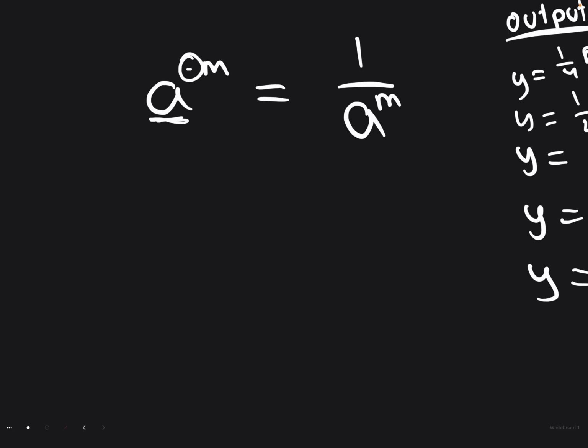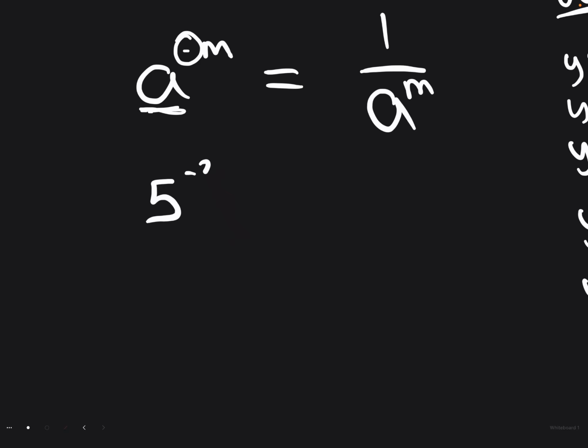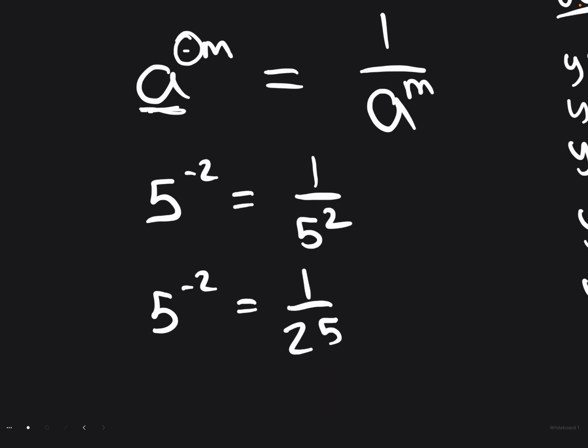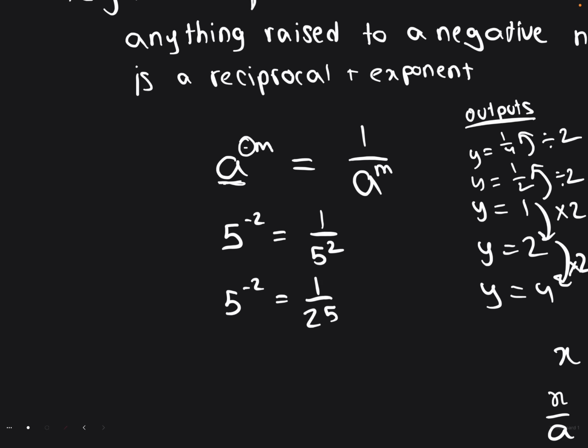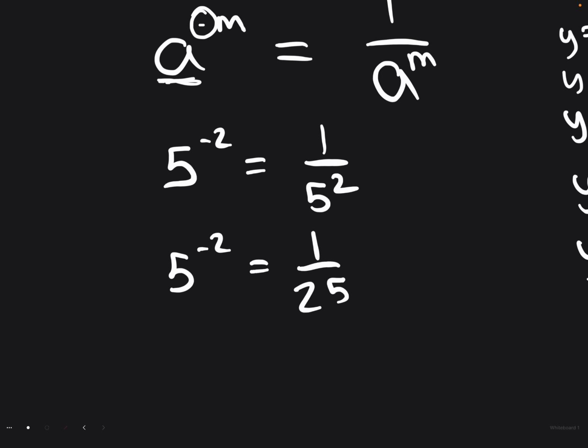Now let's take an example. Let's take 5 to the negative 2, right? We're going to write this as 1 over 5, whole squared. Now we're going to solve for it. 5 to the negative 2 equals 1 over 25. So over here, since it's a negative exponent, we reciprocal the base, and we apply this exponent to it in the denominator. So this is how you solve these types of questions.